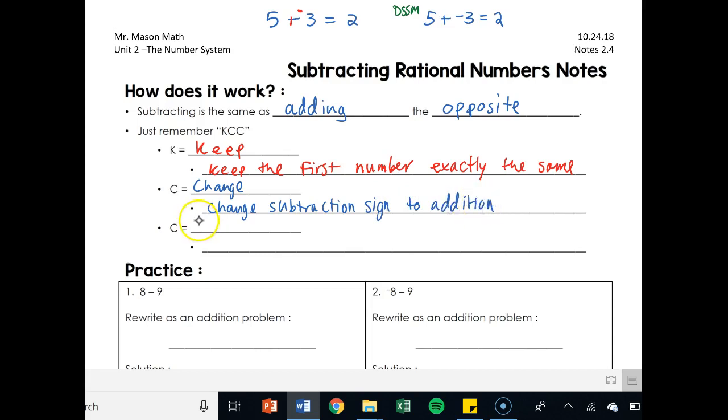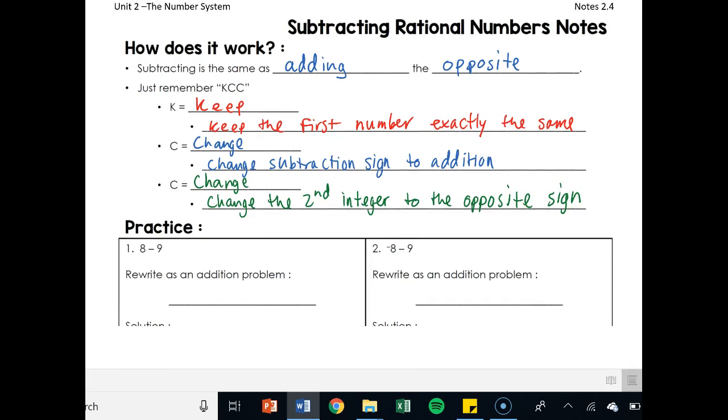And lastly, change. So keep, change, and you're going to say change the second integer to the opposite sign. So if it was positive, you change it to negative. If it was negative, you change it to positive. All right, so keep, change is what we're going to remember. So let's practice this, all right?